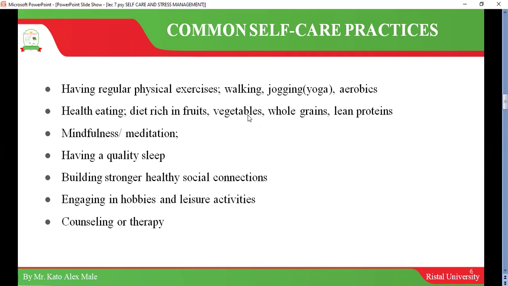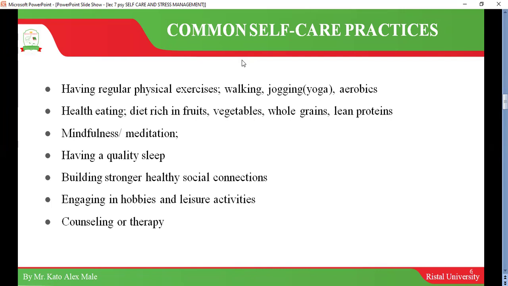And also meditation. This is a very good strategy as a self-care practice because meditation tends to make the brain concentrate on something. The other case is having quality sleep. This includes having quality sleep, a minimum of 6 hours, whereby you can have enough time for the body to refresh. That's the importance of sleep. Stress comes over when you lack sleep.